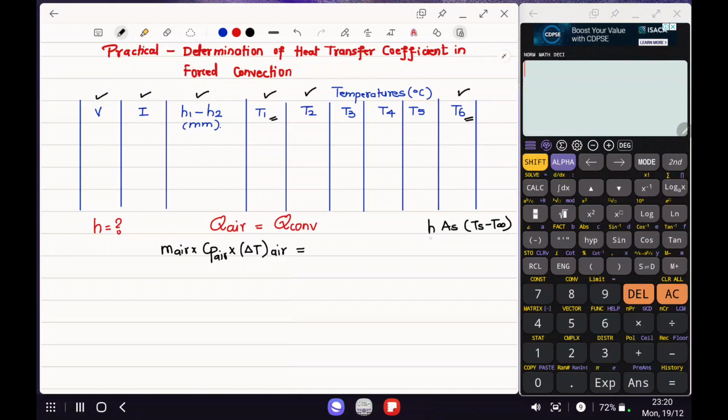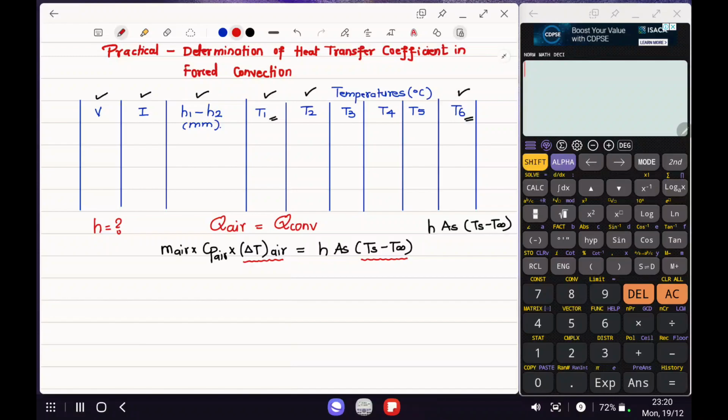In this case, h is the heat transfer coefficient, As is the surface area of that channel or of that surface, Ts is the surface temperature, T infinity is the fluid temperature. So we will put this equation here: h As into (Ts minus T infinity). Remember, you should notice one thing. Delta T which is on the left hand side is different. Delta T which is on the right hand side is different.